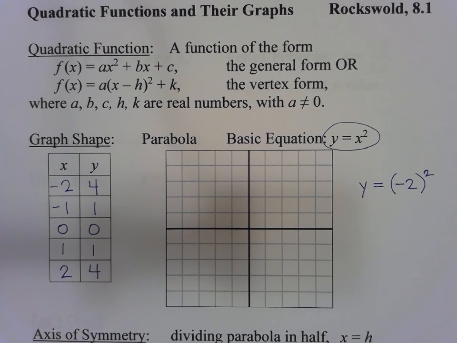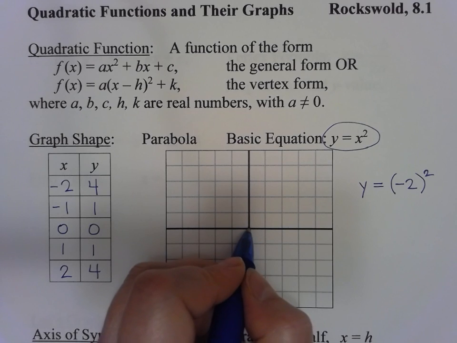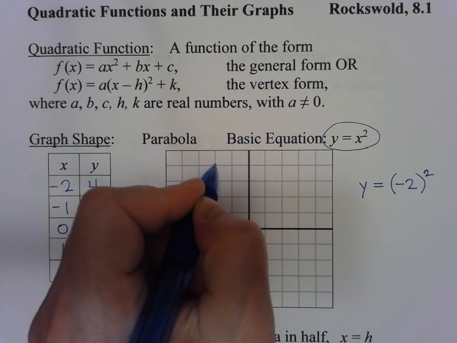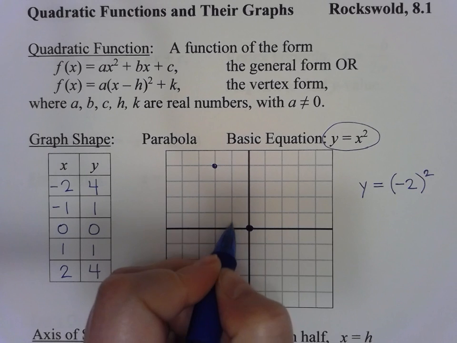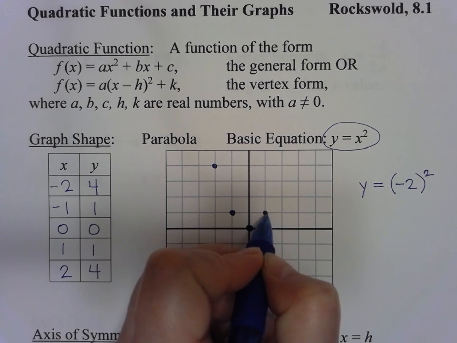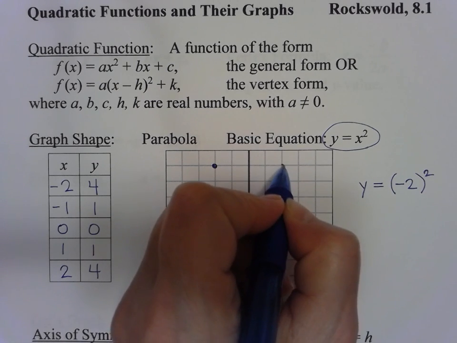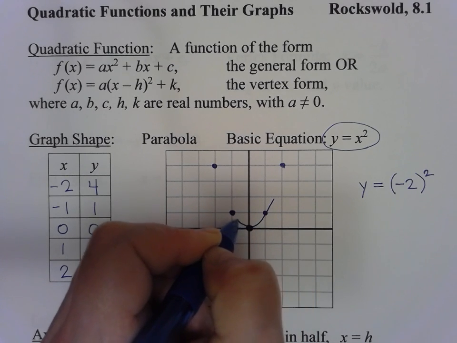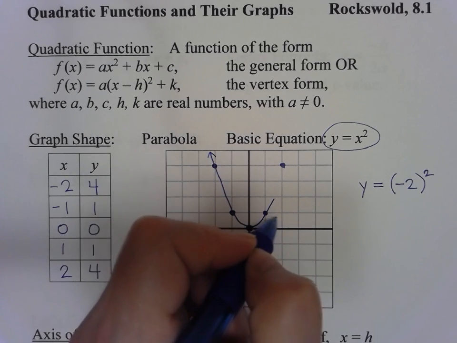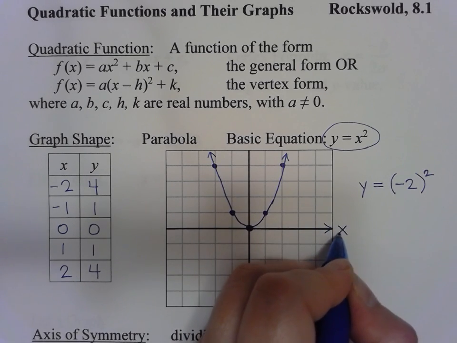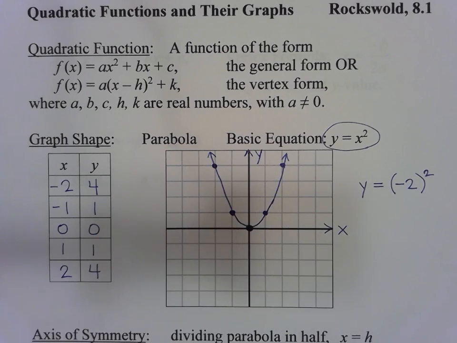All right, so if I plot these, again, 0, 0 is the middle for this parabola. On the left, I have negative 2, 4, negative 1, 1. And then on the right, I have positive 1, 1 and positive 2, 4. This is a bowl shape. It's called a parabola. It is symmetric. Kind of looks like that.